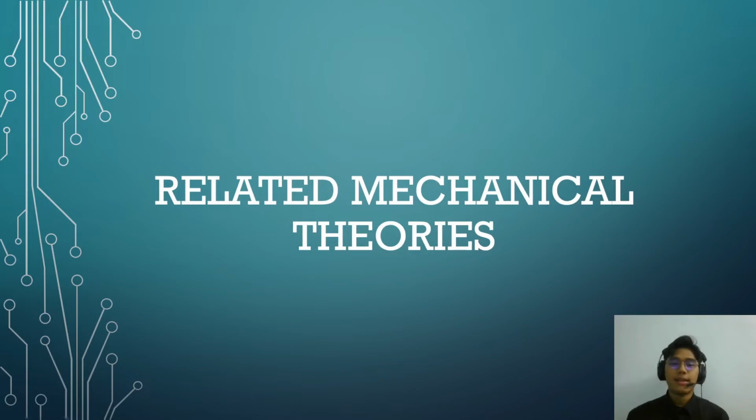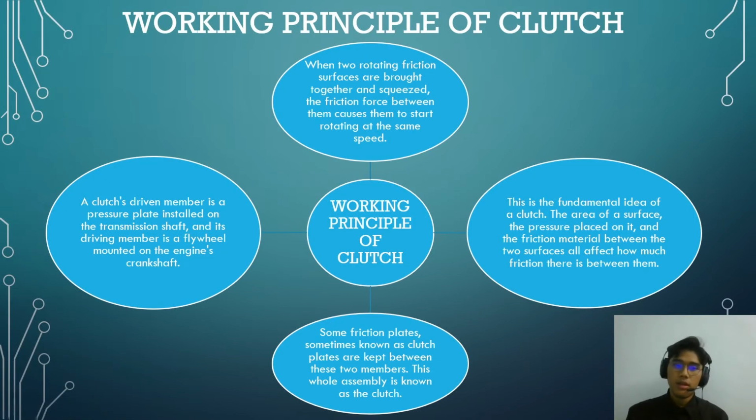Okay, next the related mechanical theories of the clutch. First, the working principle of the clutch. When two rotating friction surfaces are brought together and squeezed, the friction force between them causes them to start rotating at the same speed. The clutch-driven member is a pressure plate installed on the transmission shaft, and its driving member is a flywheel mounted on the engine crankshaft. This is the fundamental idea of a clutch.